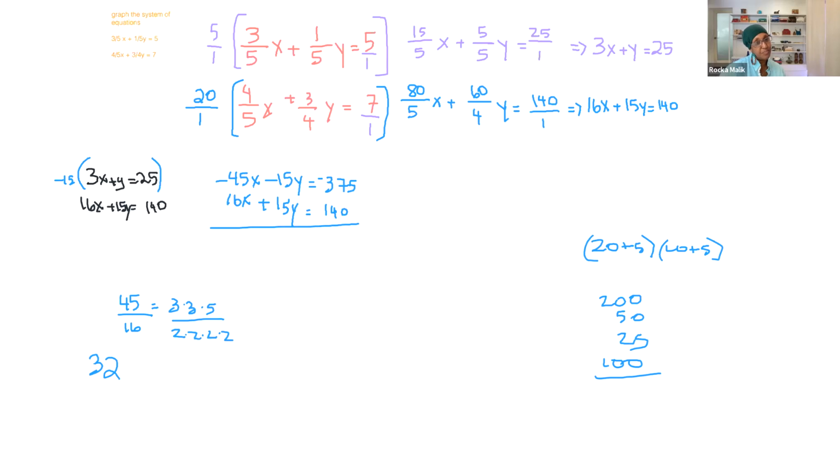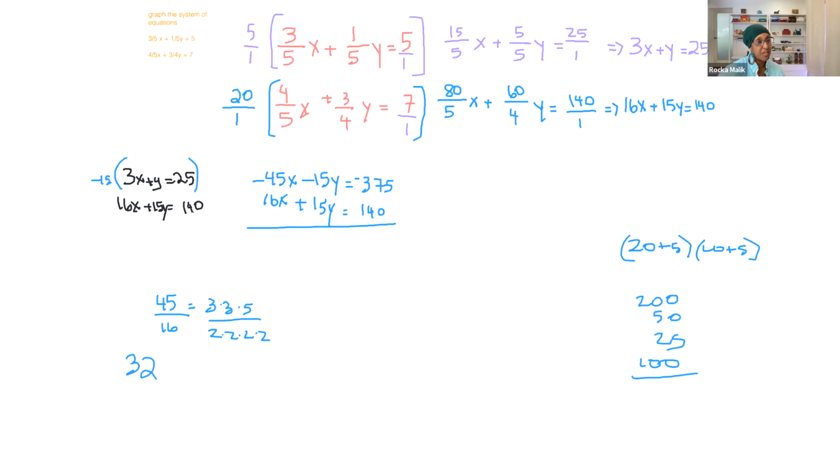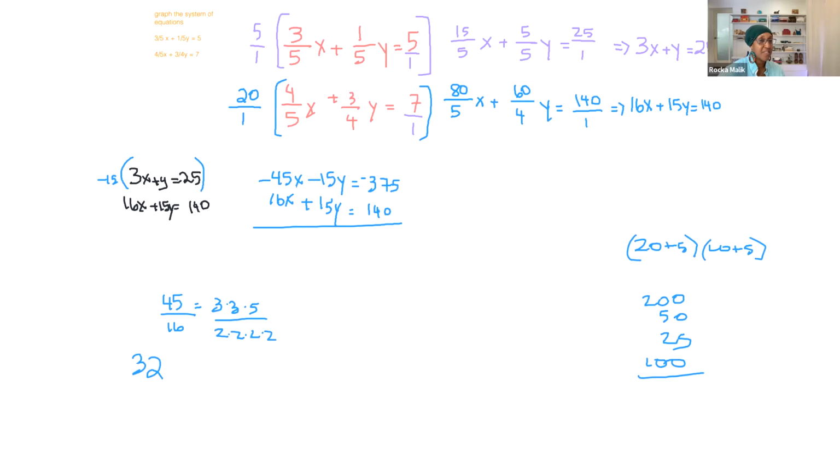Okay, so minus 45 plus 16 is negative 29. I'll put the X part. Is it 20 minus 29? It's negative 29. Yes, okay, minus.